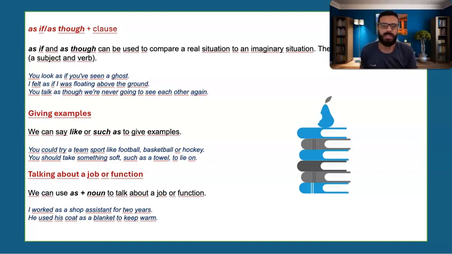You should take something soft, such as a towel, to lie on. Take anything, as long as it's similar to a towel so that you can lie on, right? So, keep in mind, like or such as are also used to give examples. Talking about a job or function, we can use as plus noun to talk about a job or function as well.